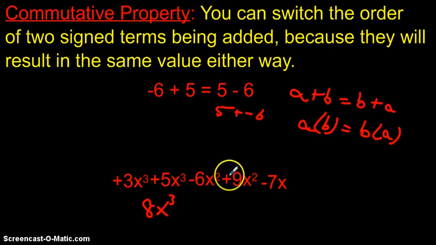We have negative 6x squared plus 9x squared, which has 3 more positives than negatives. That's why it is positive 3x squared, and the negative 7x has nothing to combine with. I left out the squared. Try not to leave things out and make mistakes. So that would be our final simplified result.